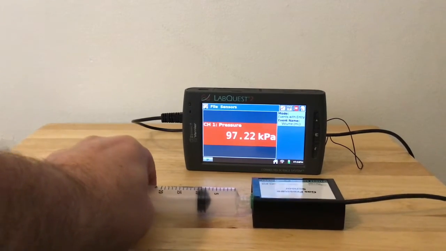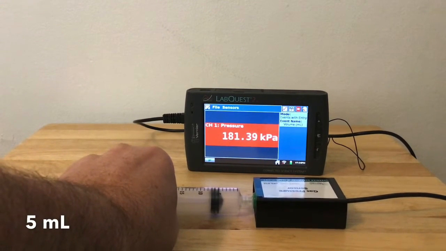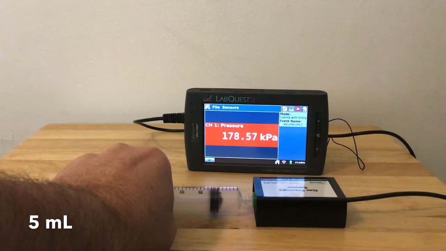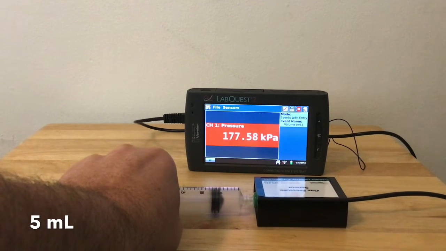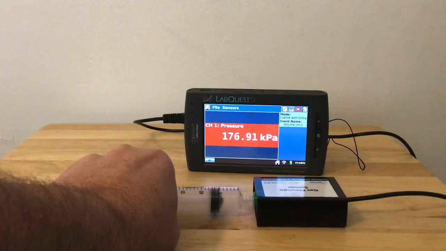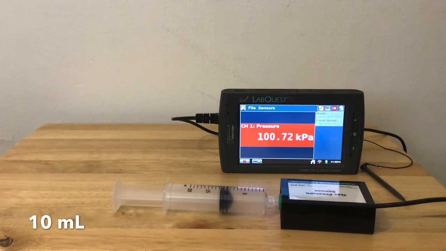So we'll slide this down to 5 milliliters and holding it there. Now we have it set to 10 milliliters.